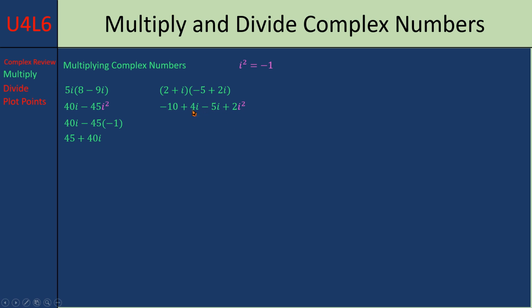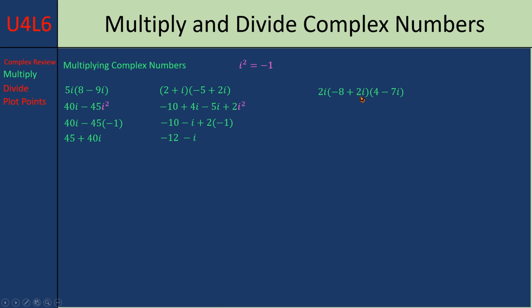Now the middle terms can combine, and i squared is -1. So the middle term, 4i minus 5i, gives you -i, plus 2 times -1. Now the i squared is just going to change the sign of my positive 2, so it becomes -2. So I have -10 minus 2 gives me -12 minus i.